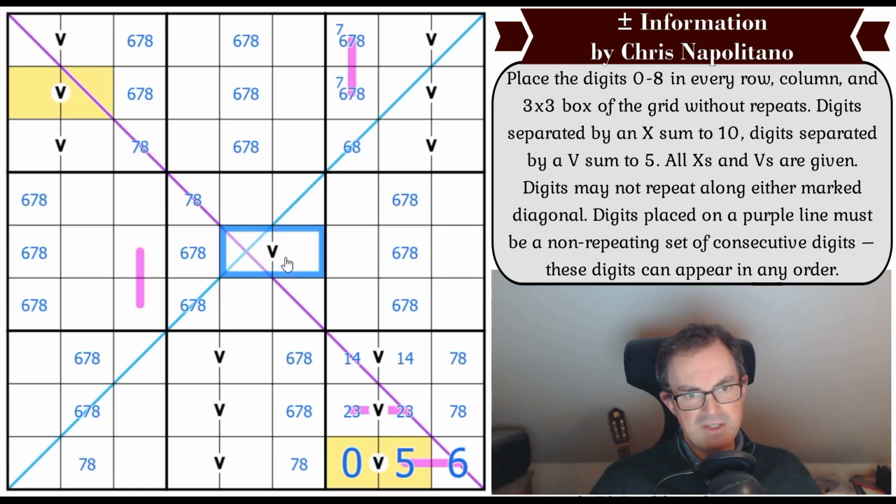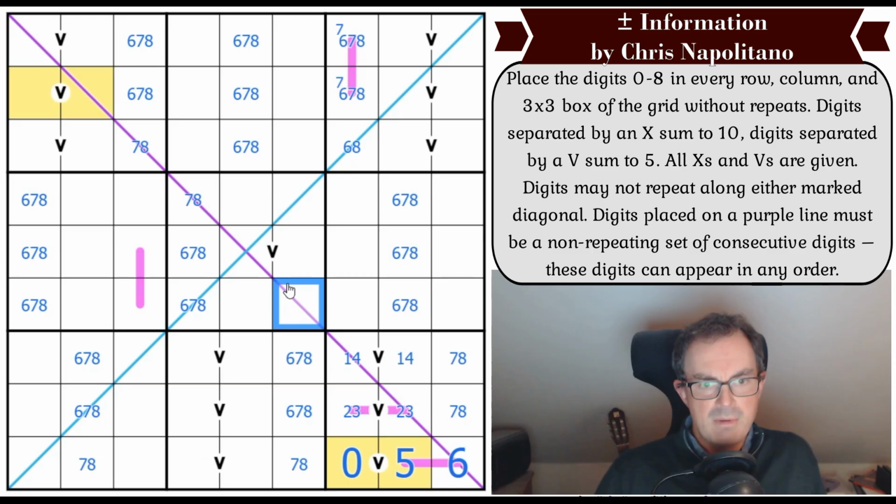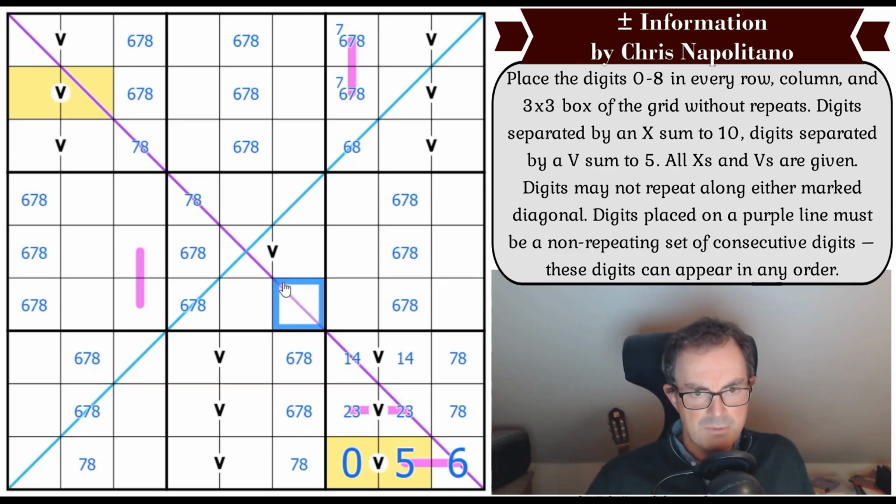Does that mean this is yellow? Obviously if that digit was there, it would be yellow. But if that digit was there... okay, then maybe that is possible. I'm not sure. The other thing is we can't repeat those 2 digits on the negative diagonal.